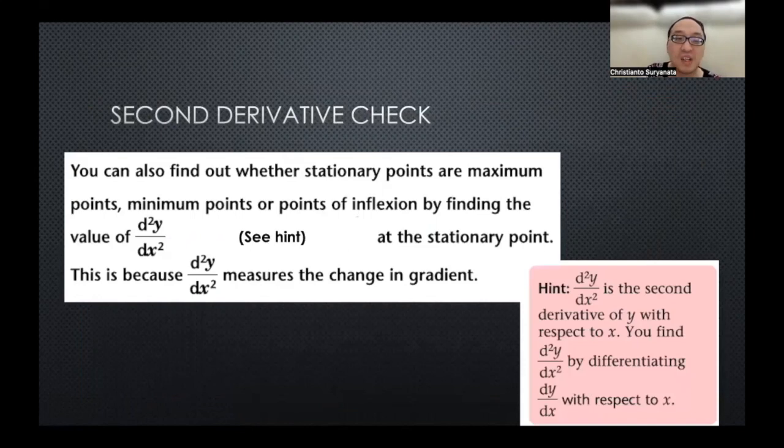Now, we can do the second derivative check instead of using the first derivative check, the gradient check. So, how do we find that? Using the second derivative. The second derivative is the derivative of the first derivative. So we differentiate the first derivative. The second derivative of y with respect to x is obtained by differentiating the first derivative.